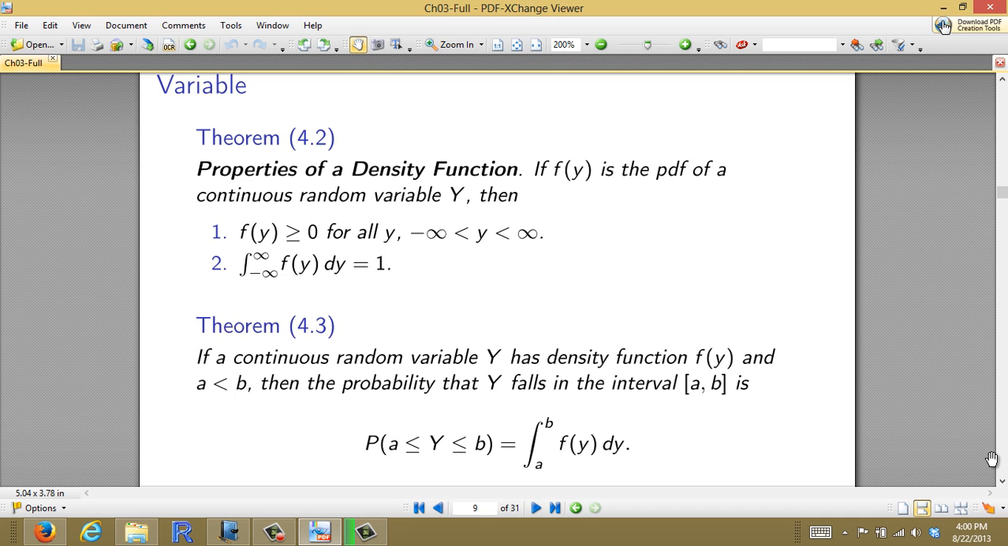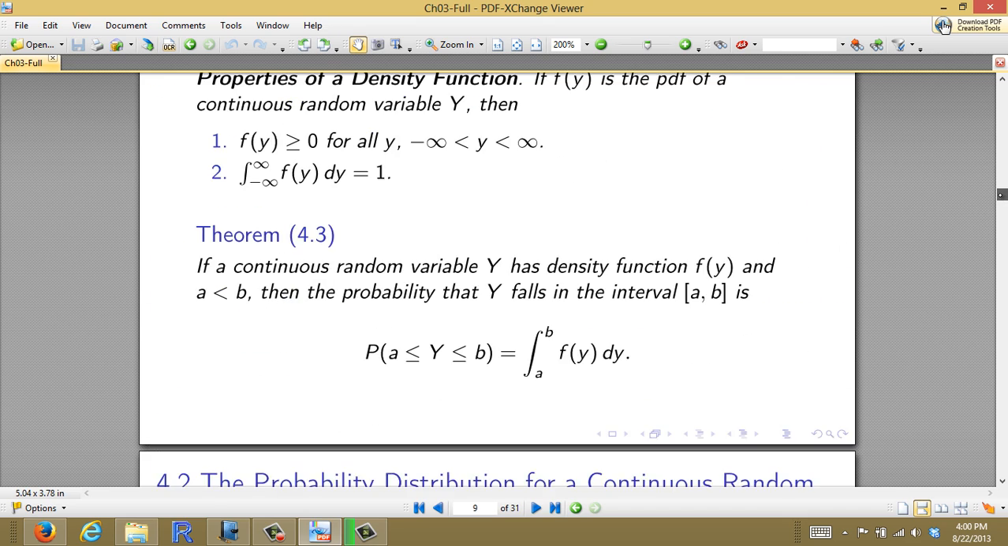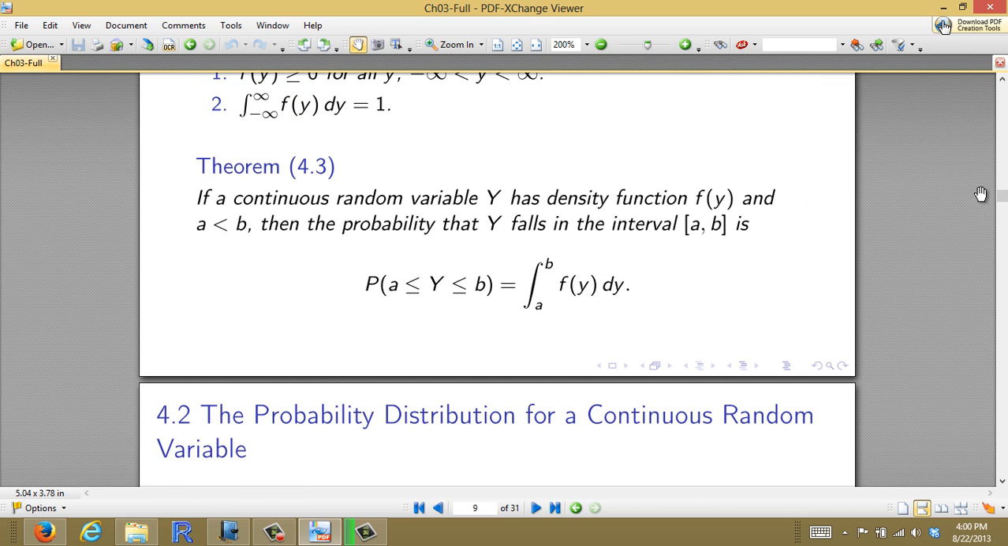And a theorem related to the property that we saw in the previous slide is that if I want to find the probability that my continuous random variable is between a and b, I simply need to integrate my density function over the appropriate range of values.